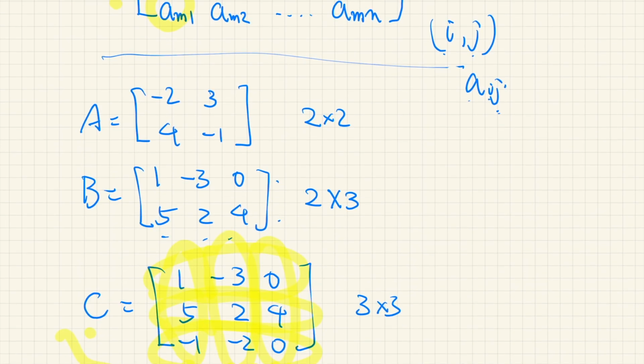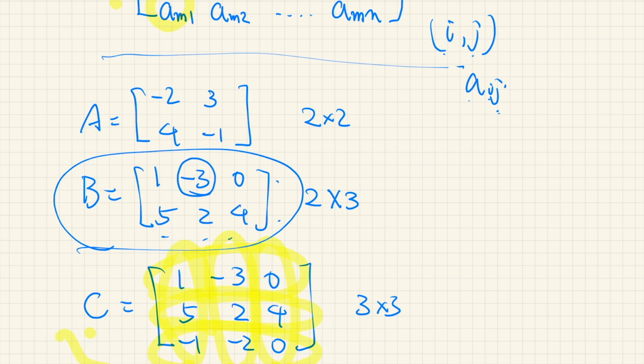And in this example, the first row and the second column intersect at this point. So let's say B's elements are written as B_ij. In this case, B12 is equal to -3. So that is this element.